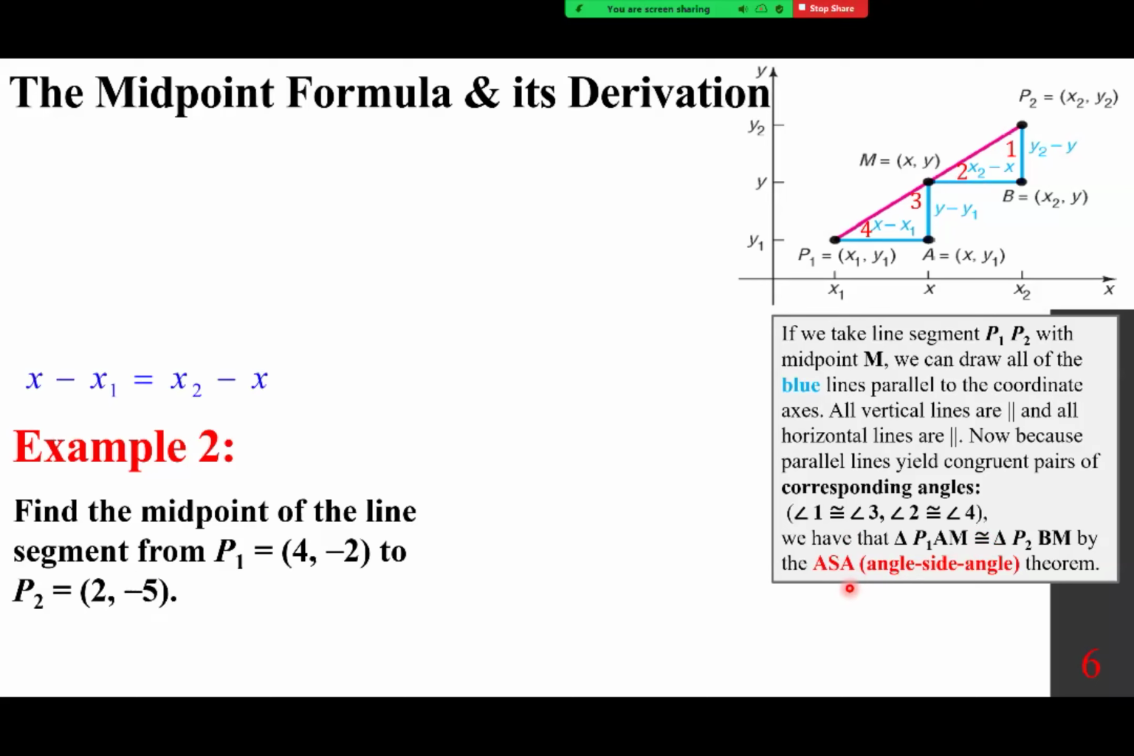Now, this one has the midpoint as coordinates x we are looking for and y we are looking for. So x minus x is right here, right? X minus x sub 1 equals x sub 2 minus x, because this distance is identical to this distance because the two are identical. And so we move things around.